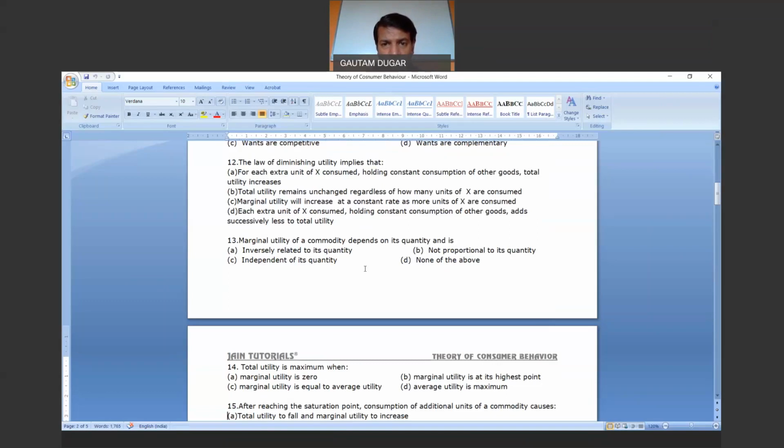So number 12, answer is D. That's the right answer. Each extra unit of good X consumed, holding constant consumption of other goods, adds successively less to total utility. 13. Marginal utility of a commodity depends on its quantity and is obviously inversely related to its quantity. Because as you go on increasing the quantity, the marginal utility starts falling.